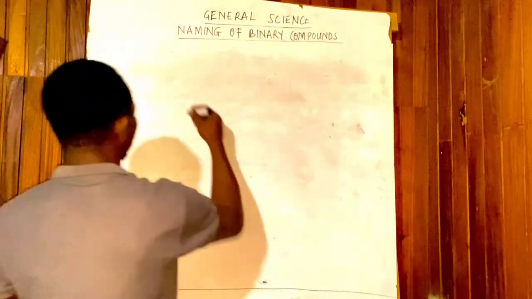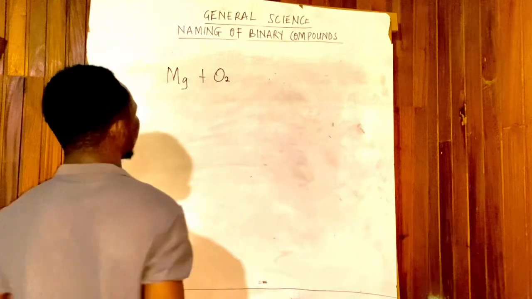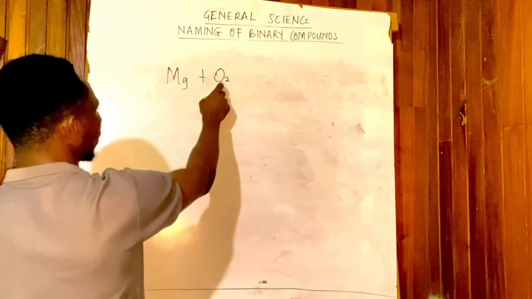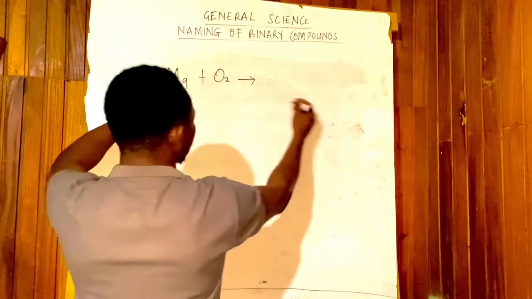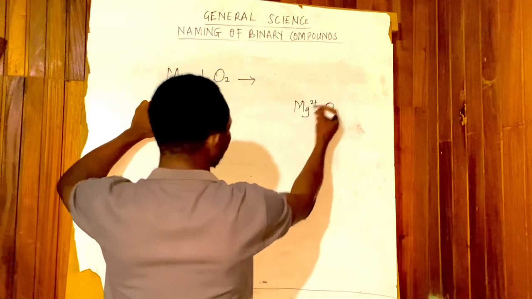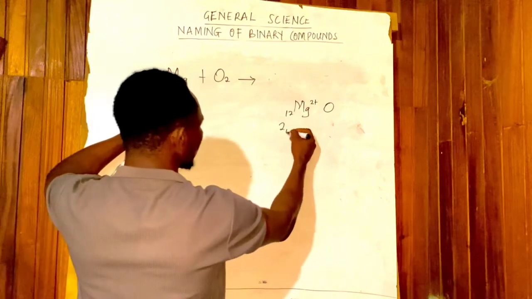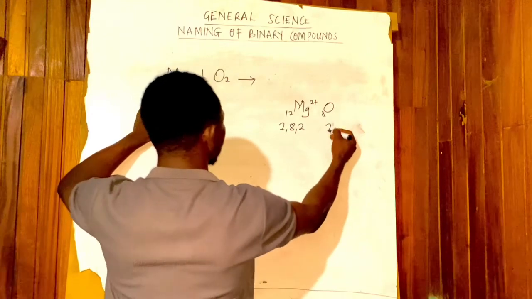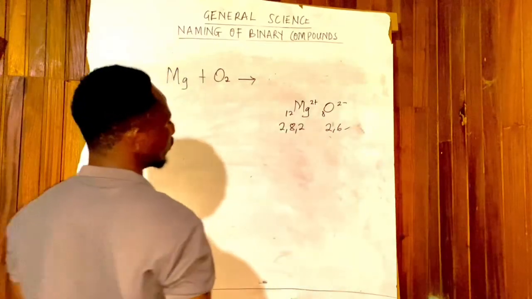So magnesium burning in oxygen. Magnesium will have to react with this oxygen. Magnesium has a charge of 2 plus because it has an atomic number of 12, so the electronic configuration is 2, 8, 2. The electronic configuration for oxygen is 2, 6. So oxygen needs 2 more to be stable, 2 minus.